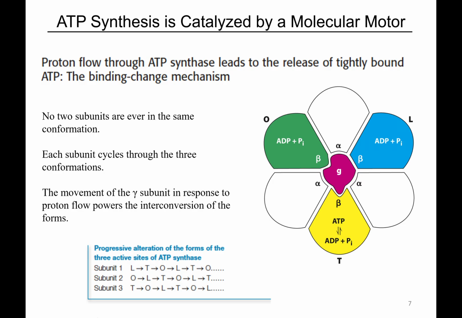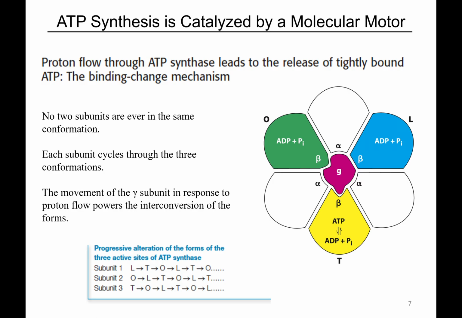Yeah, right. So when the gamma subunit rotates, it always rotates 120 degrees. So then the T becomes O, the L becomes T, and the O becomes L. As it rotates 120 degrees, the gamma subunit then interacts with the adjacent beta subunit, such that it already has ADP locked in, so now it moves so it can then convert that ADP to ATP.